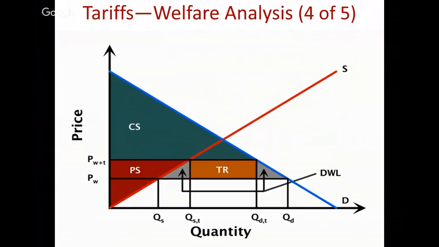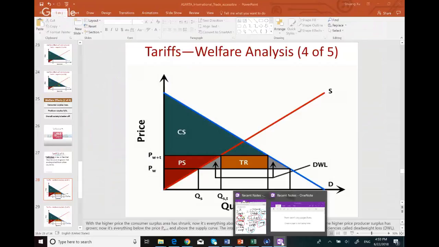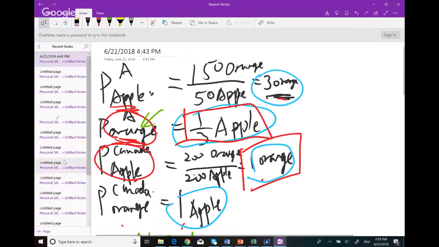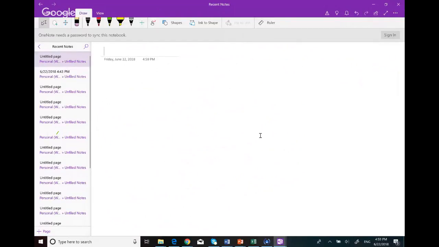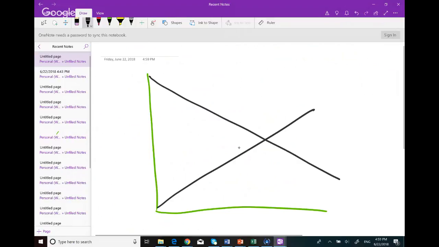So in this case, you know what? I think it's better with a new graph. This is too messy. Let me do a new graph. Okay, so we have a supply curve. We have a demand curve. And then right here is the world price. All right, so supply, demand, price, and quantity.